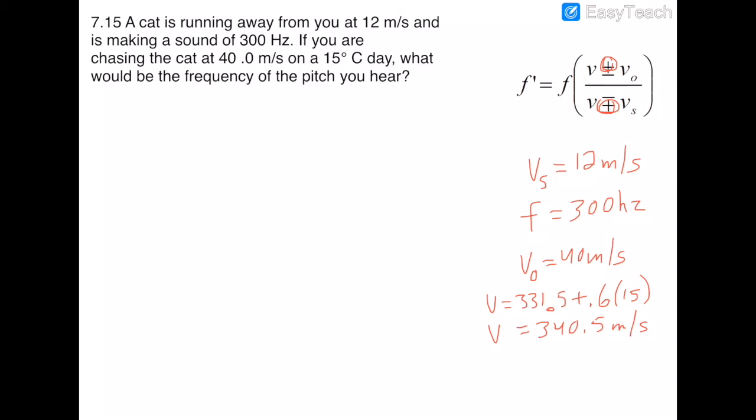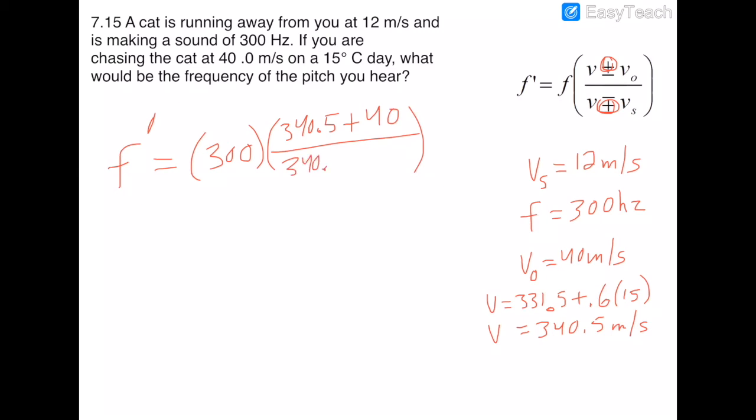So how do I do it? New frequency, frequency prime equals the old frequency, the actual frequency, I guess I should say, 300 times. And then what do I have here? I have 340.5 plus the velocity of the observer is 40 over 340.5 plus the velocity of the sound source is 12.